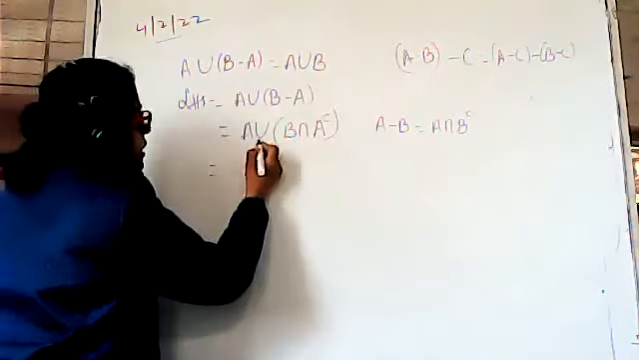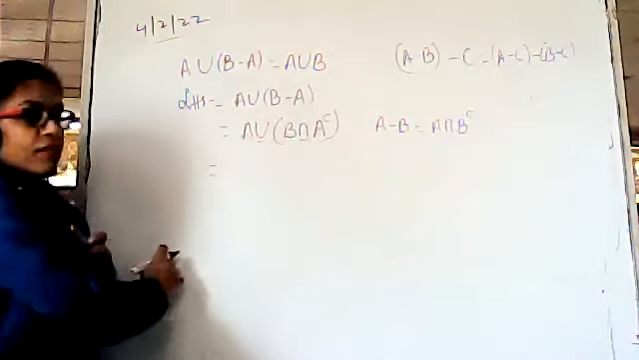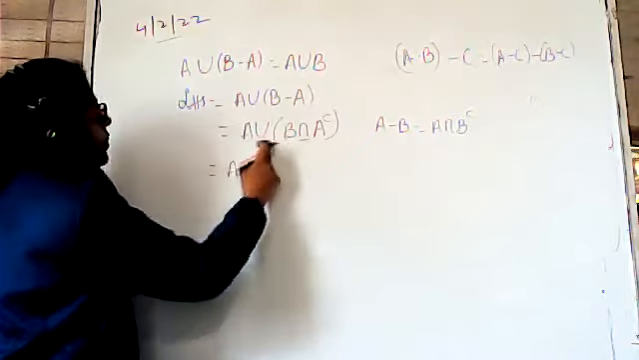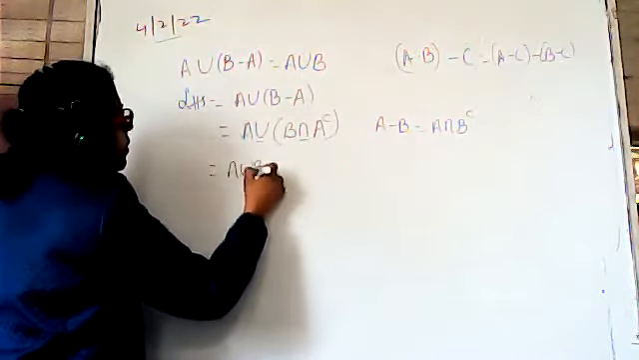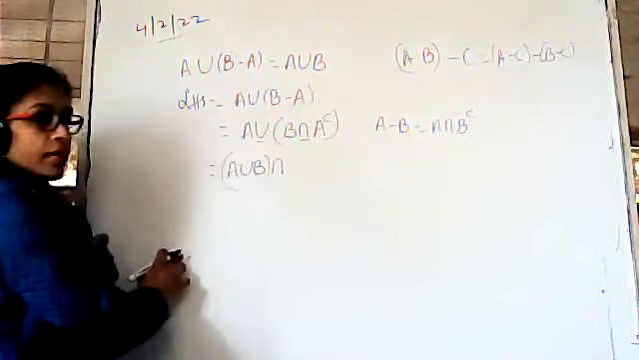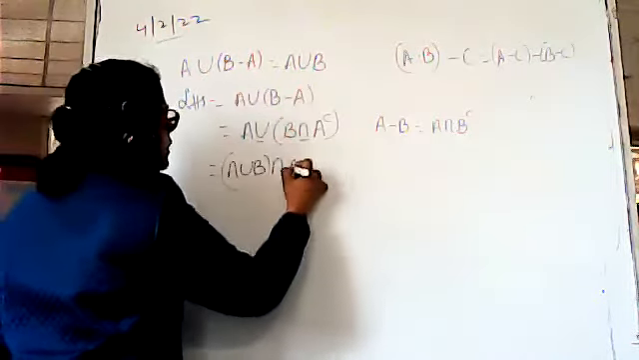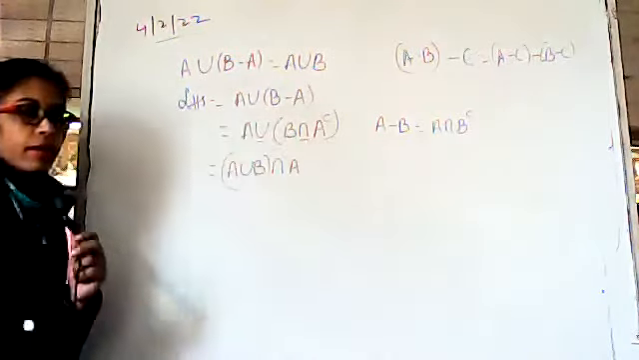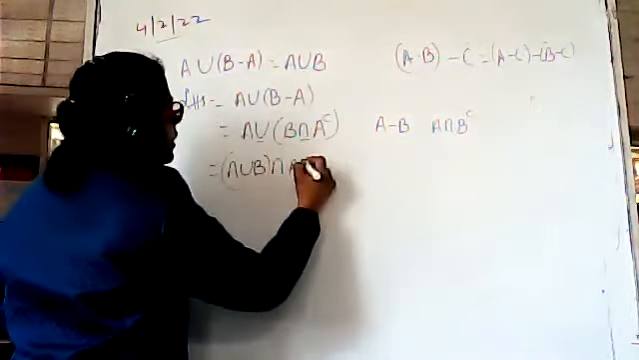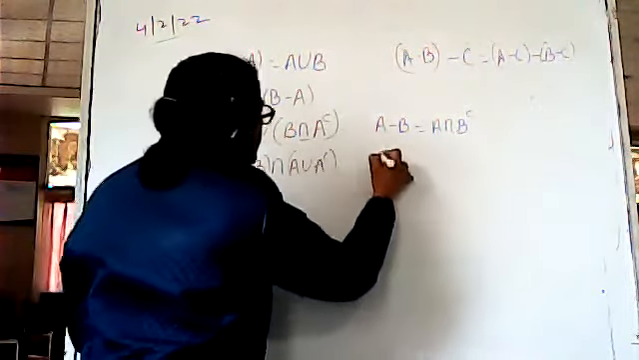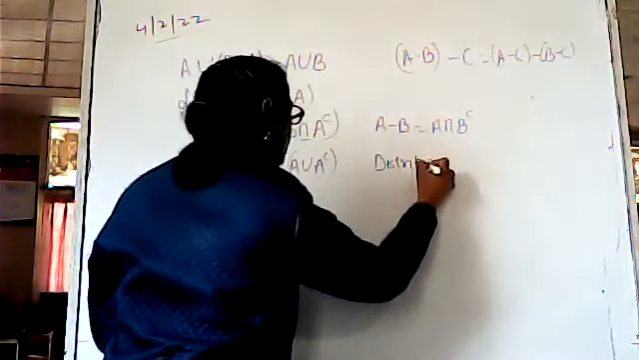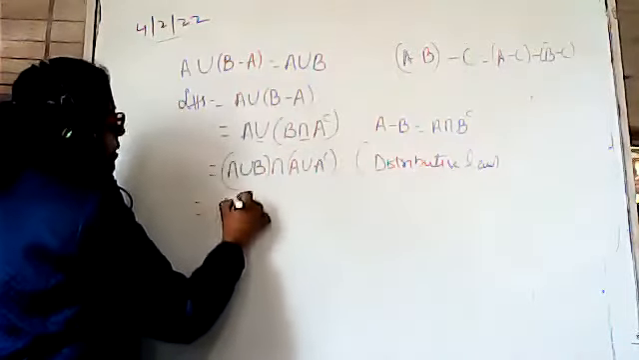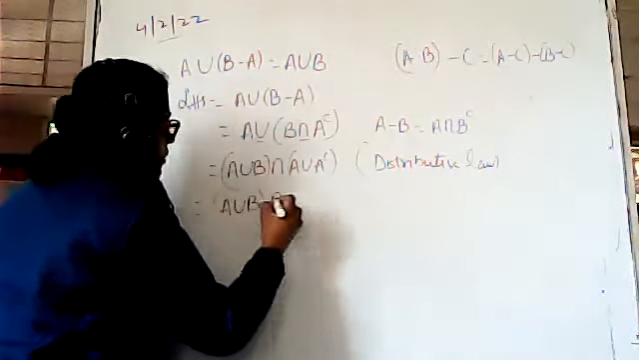After that, now see here we are having union, here we are having intersection. So whenever these two signs are opposite, we will open the brackets. A union B, after that, this intersection will come outside. It will be A union B intersection A union A complement, because we are having union with it. Which law is this? This is the distributive law.